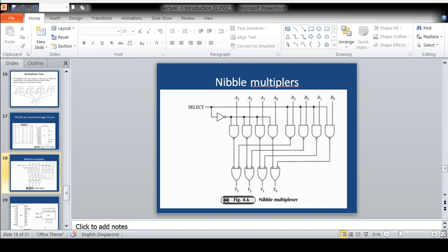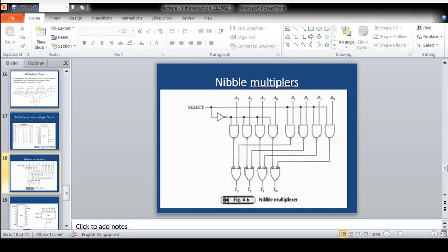Out of these 2 nibbles, you are selecting one of the nibbles. So you require one control signal, that is the select input. If the select input is high, the right AND gates are enabled. That is, B3, B2, B1, B0 will be steered to the output. Y3, Y2, Y1, Y0 equals the value of B3, B2, B1, B0. That means the B nibble is steered at the output.